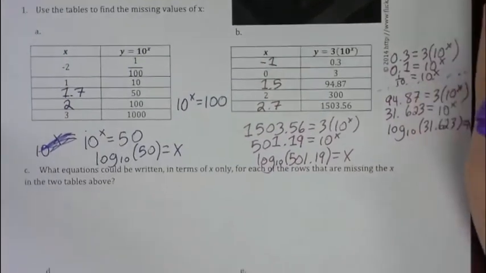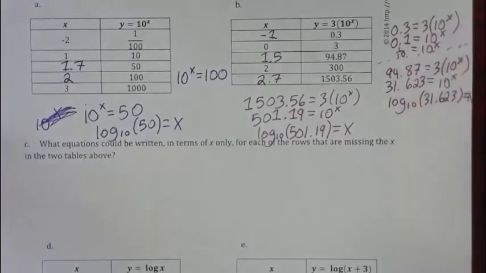So if we think about our next question, what equations could be written in terms of x only for each of the rows that are missing the x in the 2 tables above? Generally speaking, if you know your y value and you're trying to find your x value, if you invert everything or find the inverse of your function, that would have your x now be your output, your original y then becoming your input.